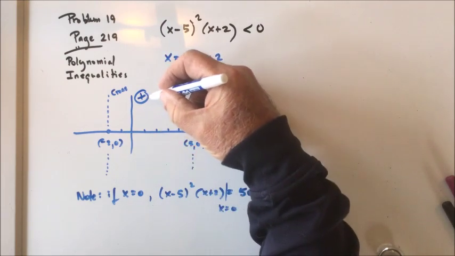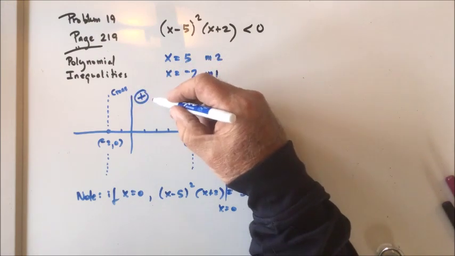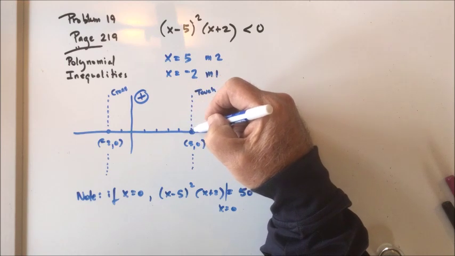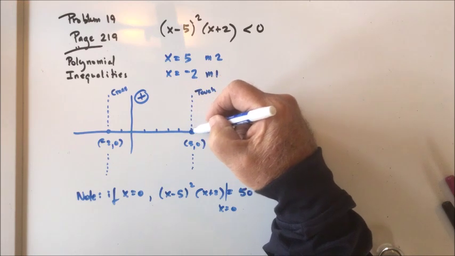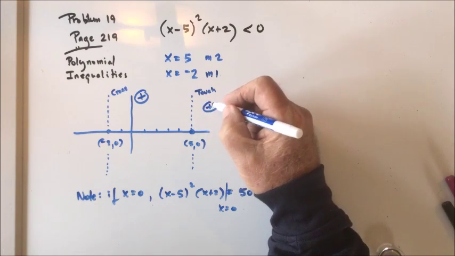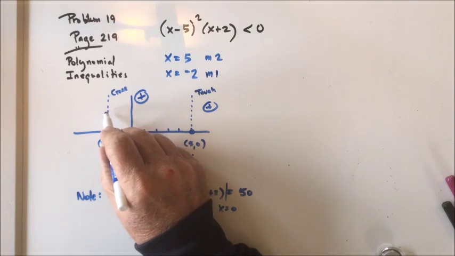And it stays positive until it has a chance to cross the x-axis. So it's positive throughout this whole region, and by virtue of the fact that it touches here and doesn't cross, it's positive in this region as well. It doesn't go negative until it reaches this point.